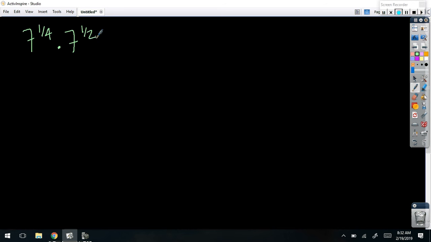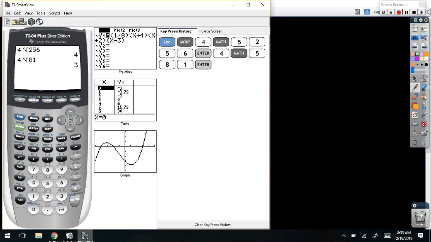Simplify: 7 to the 1/4 times 7 to the 1/2. That actually would be 7 to the 3/4. Okay, so let's use our calculator.